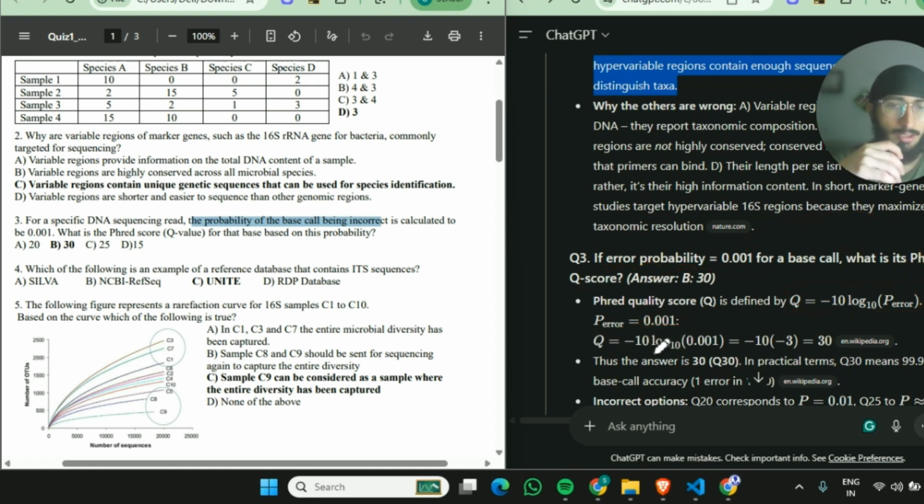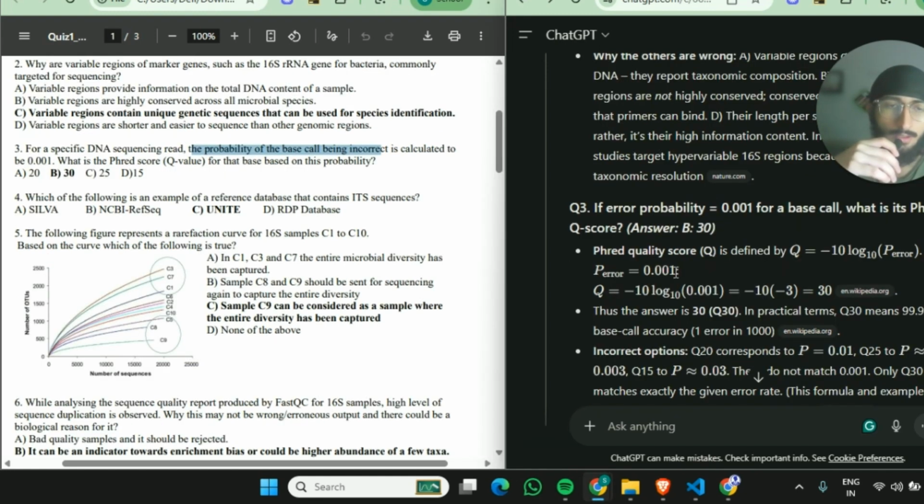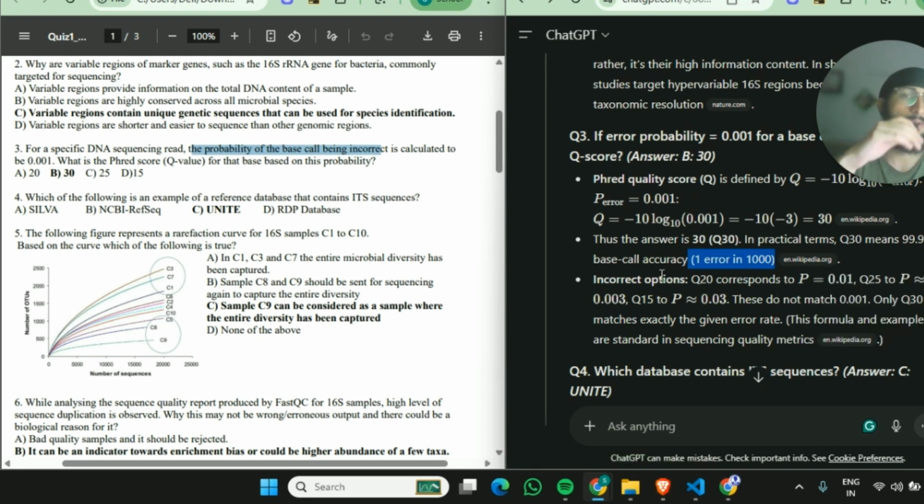So Q score is minus 10 log to the base 10 of 0.001, that is 10 to the power minus 3. So you bring this power ahead and you get 3 outside, and log 10 to the base 10 is 1. So 3 times 10 is 30. So that is the Phred score. The answer is 30, Q30. In practical terms, Q30 means 99.9% base call accuracy, so 1 error in 1000. Now incorrect options: Q20 corresponds to P 0.01, Q25 to 0.003, Q15 to approximately 0.03. So Q30 is the answer.